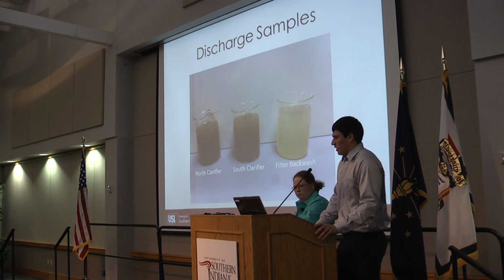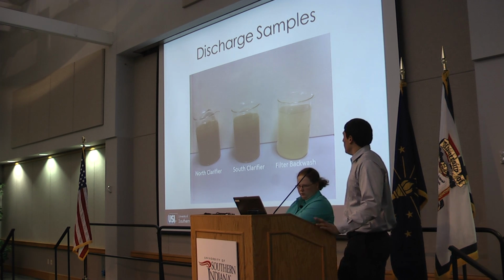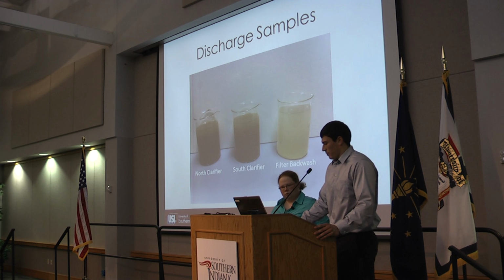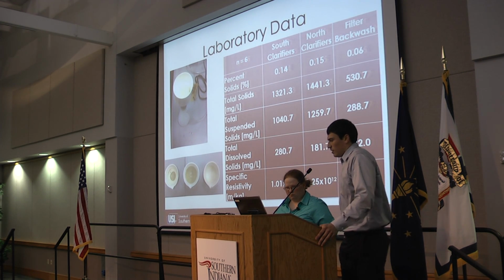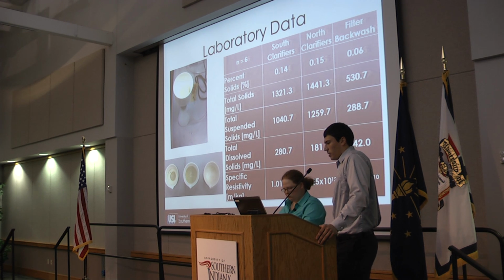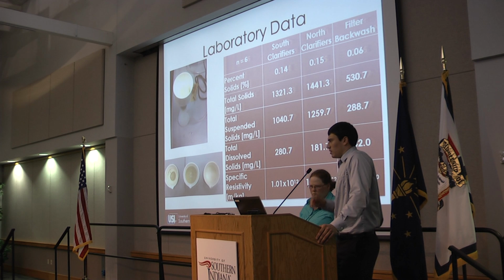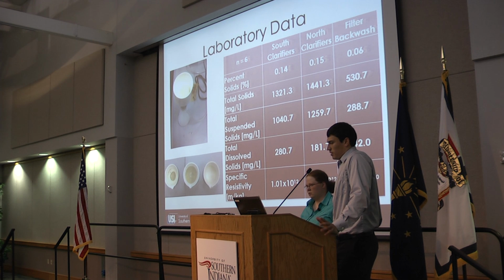Okay, so we took some samples from all 3 waste streams, and this is just a picture of what is going into the Ohio River each day. We did some laboratory testing to find properties of all 3 waste streams. Tests we ran were total solids, total suspended solids, and a percent solids test. We found that the percent solids for all 3 waste streams were very low, less than 0.5%.